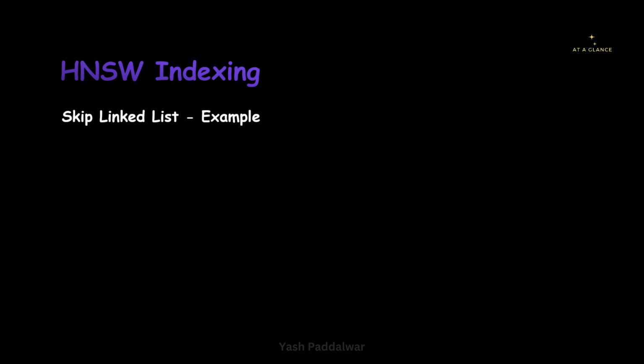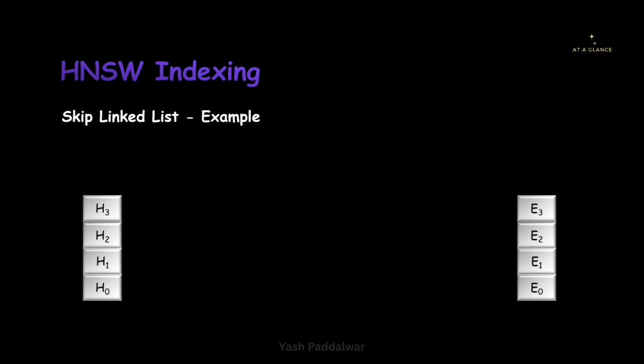So this is the example. Here we have the hierarchies. We can say these are levels or layers. You can see we have 4 layers here. This is termed as layer 3, this is layer 2, this is layer 1, and this is layer 0. H here represents the head. That means this is the initial phase of starting the operation. And E here represents the end. That means here the linked list operation ends.